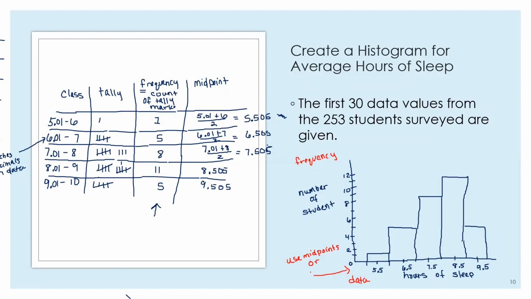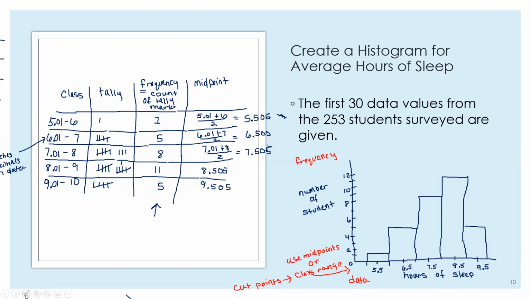Or, as we had at the beginning, we can use the class range. The class range are referred to as cut points. They're referred to as cut points because they're where you started and then cut off the class. So we can use either midpoints or cut points when we create the histogram.